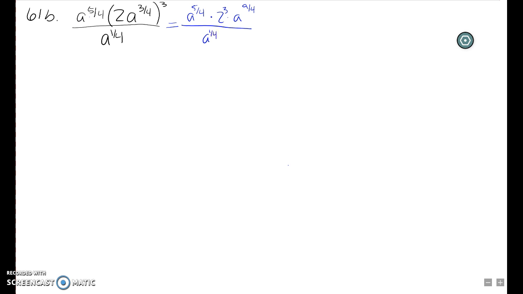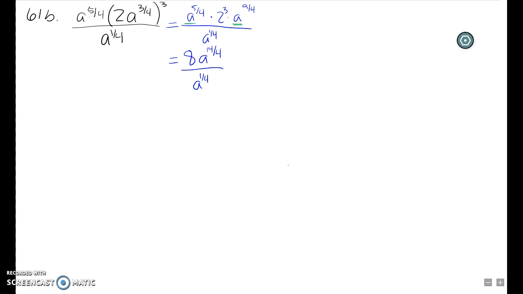Okay, then I'm going to rearrange it, and I see that I have the same base. I have a right here and a right here, with different exponents. All I have to do is add the exponents together. You're multiplying, so you add the exponents. So this is 8, because 2 cubed is 8. And then I have a to the 5/4 plus 9/4, which is a to the 14/4. Same denominator, just add the numerators, all over a to the 1/4.